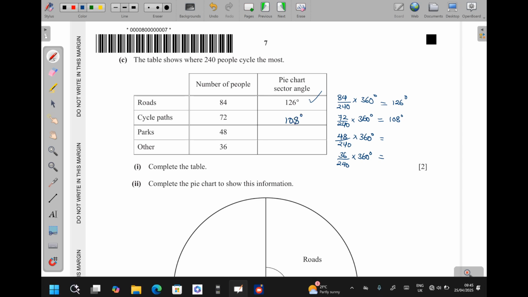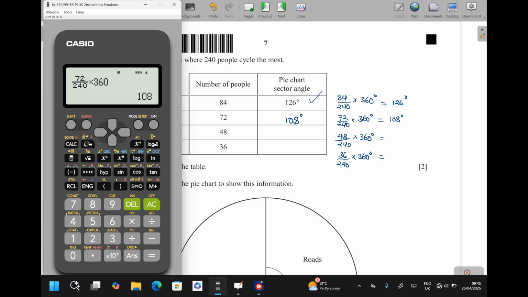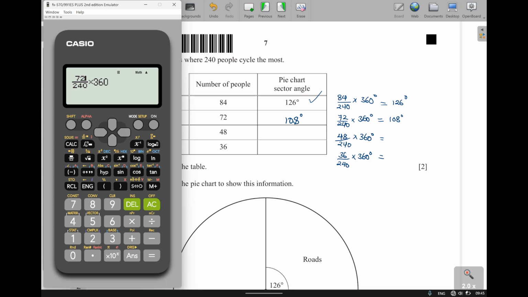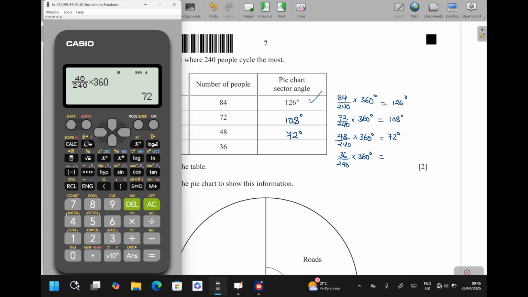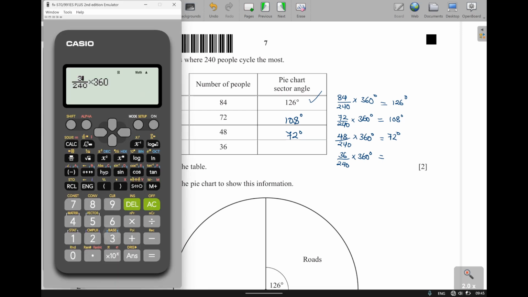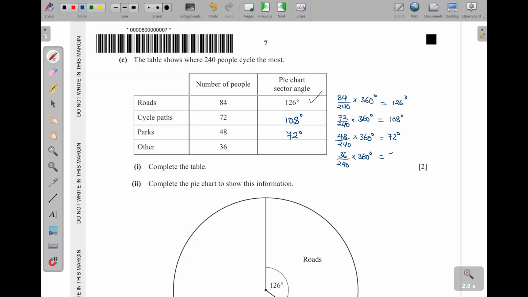Degrees, don't forget to add on degrees, because if you write an angle without the degrees, then that means it is in radians. So this is 48, and that will be 72 here. So I write 72, and then the other one is 36. So I just come here and I change 36, which is 54. So 54 degrees, that is the one there.